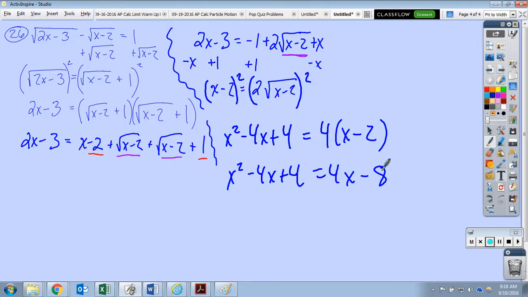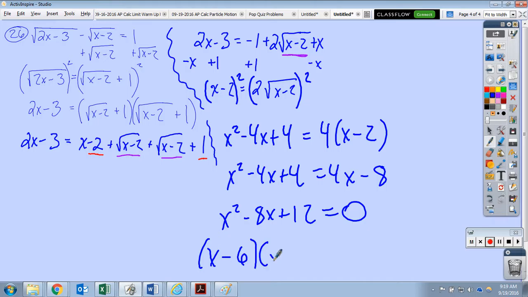And then set this equal to 0. So x squared minus 8x plus 12 equals 0. And then if you can factor this, factors of 12 that add to negative 8 would be negative 6 and negative 2. So we have two possible solutions here: x equals 2 and x equals 6.